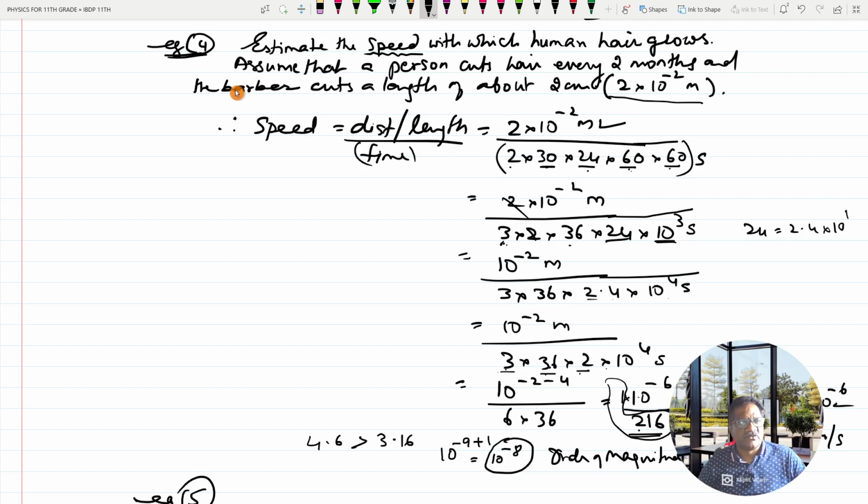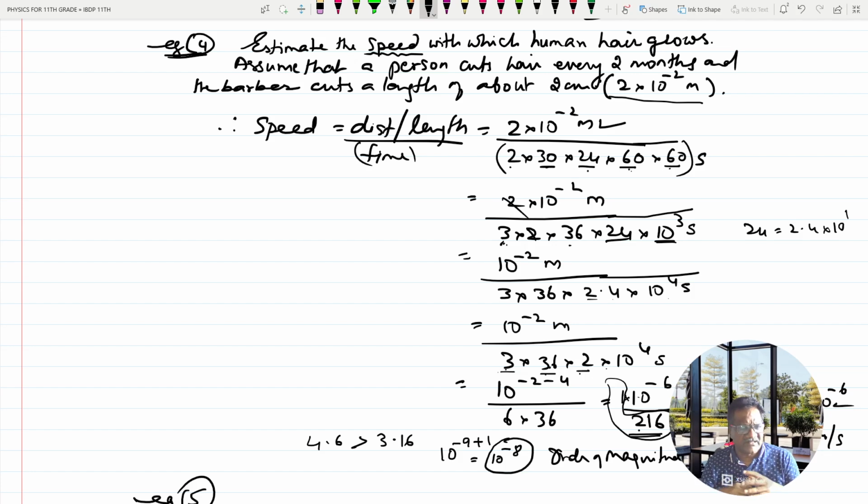Okay. So the estimated speed of human hair growth is how much? It is in the order of 10 raised to minus 8 meters per second. So that was example number 4. And with this, I'm going to wind up today's video. In this video, I have explained 4 problems which come in the category of Fermi problems.